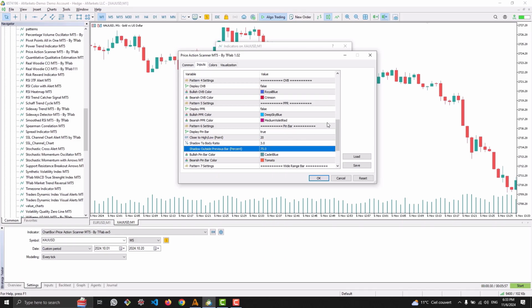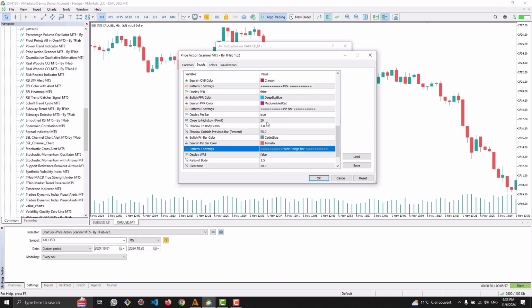The next option is the extent to which the shadow of this candle extends beyond the previous candle. Now, if it is a bullish pin bar, it should be 75%, which is the number 75 here. 75% of the shadow should be below the low of the previous candle. And if it is bearish, 75% of the shadow should be above the high of the previous candle.